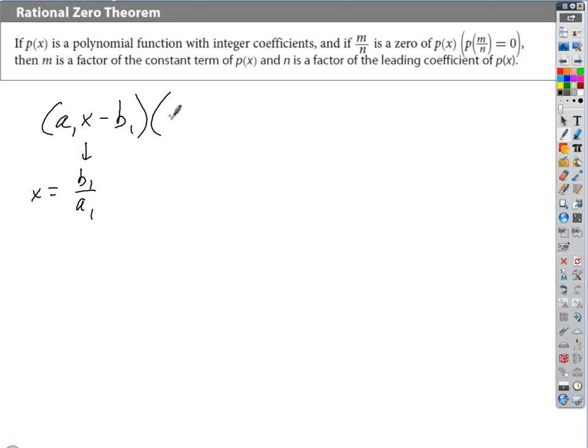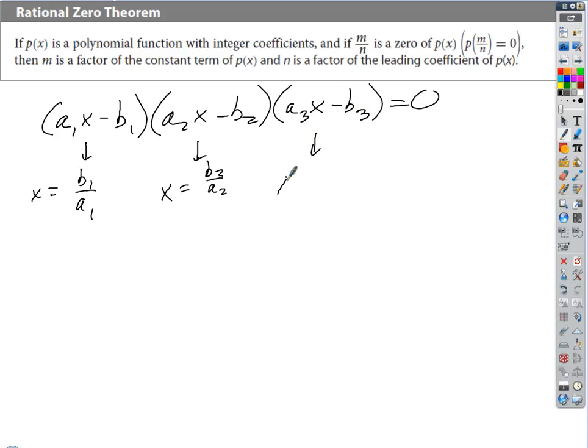Let's say we multiply that by A sub 2 x minus B sub 2. So by the same logic, here we get the 0, x equals B sub 2 over A sub 2. And how about one more? A sub 3 times x minus B sub 3. And all that's equal to 0.